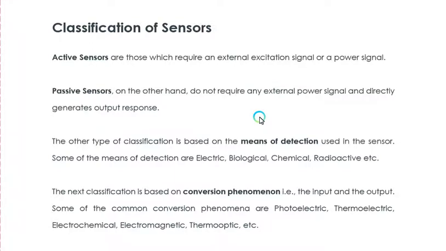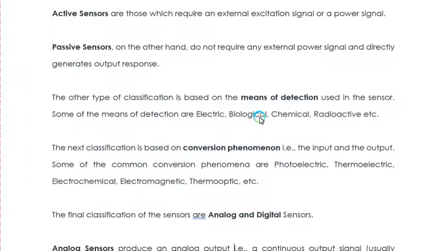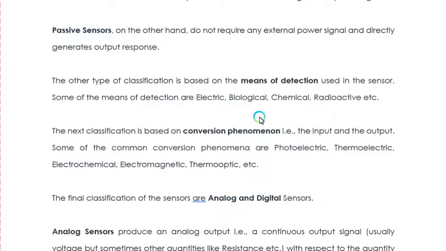Next, the other type of classification is based on the means of detection. Some of the means of detection used in the sensor are electric detection, biological detection, chemical detection, radioactive detection. So depende kung ano ang iya nga means of detection.